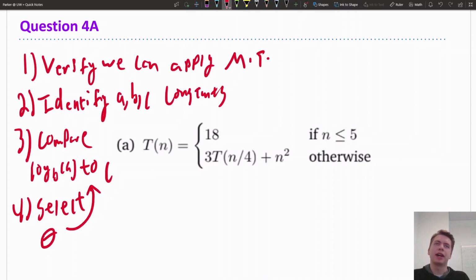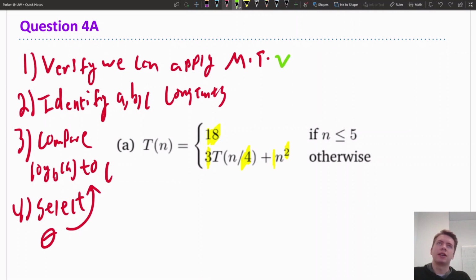First, verify we can apply the master theorem. Well, for that to be the case, we need constants in the appropriate places. We do a constant amount of base case work. We have a constant number of recursive calls. We divide our input by a constant. And we have a constant order n value raised to a constant term. And we also multiply this term by 1. So we're good. We verified we can apply the master theorem.